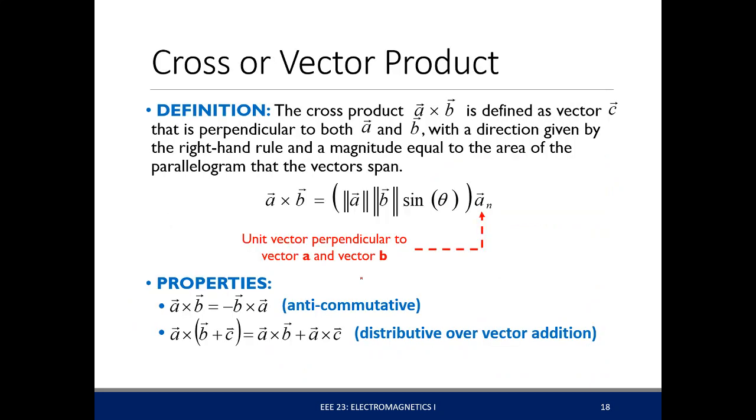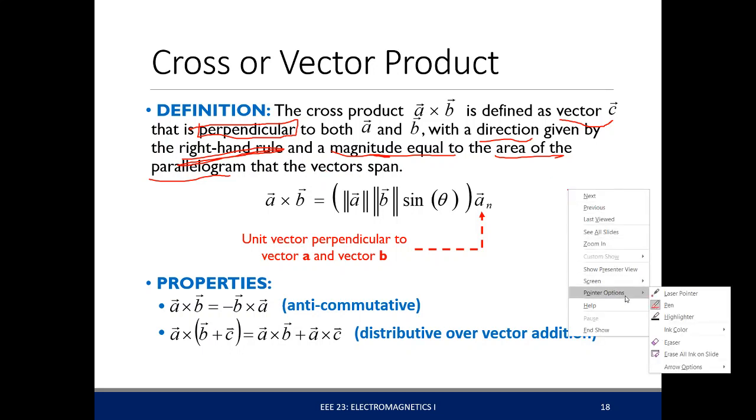Okay, so now let's look at the other type of, quote-unquote, vector multiplication. It's the cross product or the vector product. The definition: the cross product A cross B is defined as the vector C that is perpendicular to both A and B, with the direction given by the right hand rule and the magnitude equal to the area of the parallelogram that the vectors span.